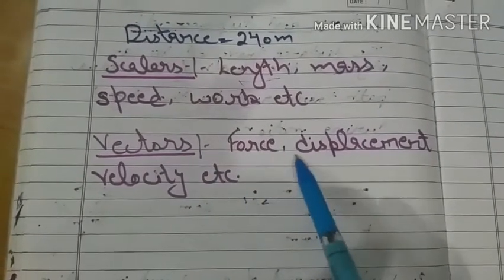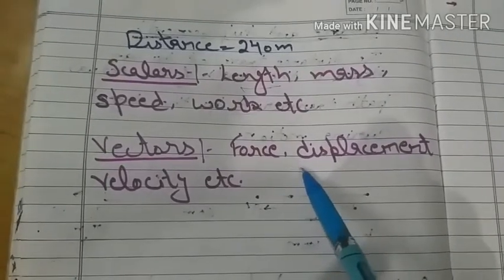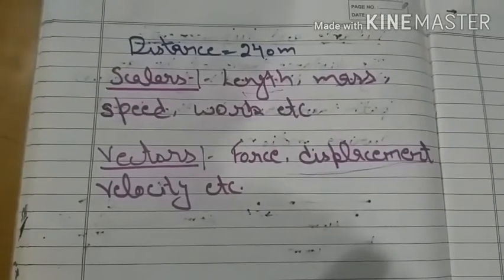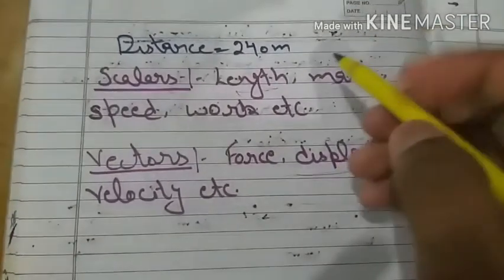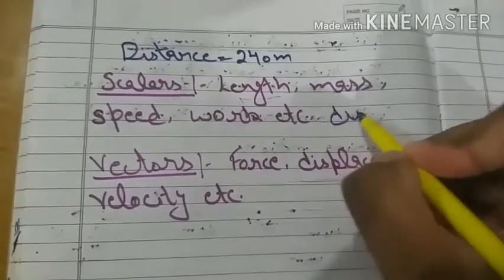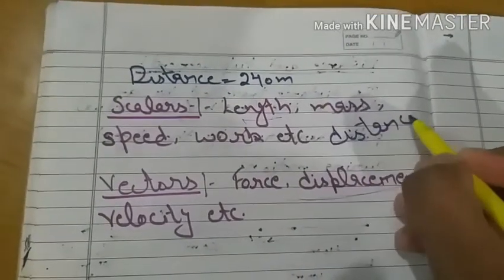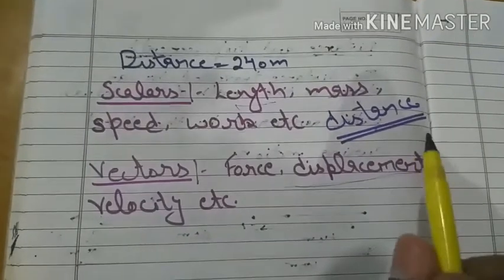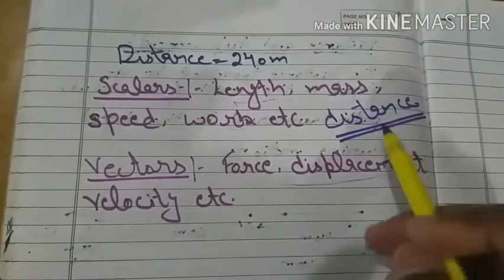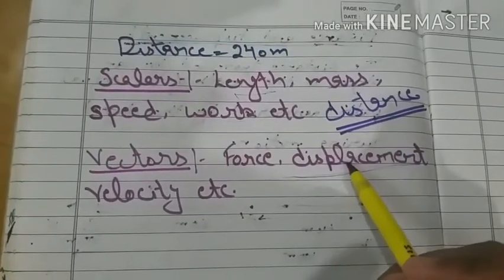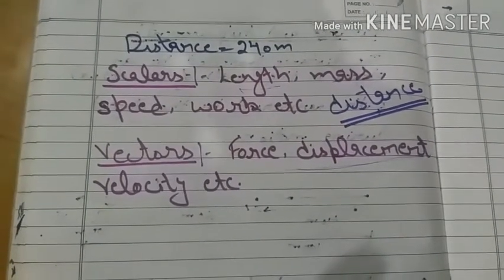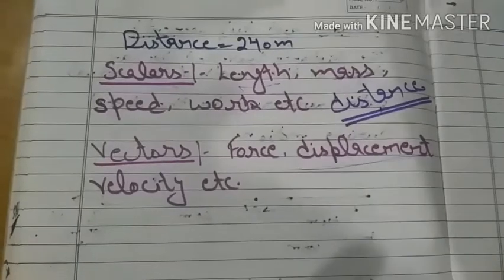So displacement is a vector quantity, and on the other hand distance is a scalar quantity, because distance has only a certain value, not any direction. So distance is a scalar quantity and displacement is a vector quantity. You will learn about scalars and vectors in the coming chapters in detail.